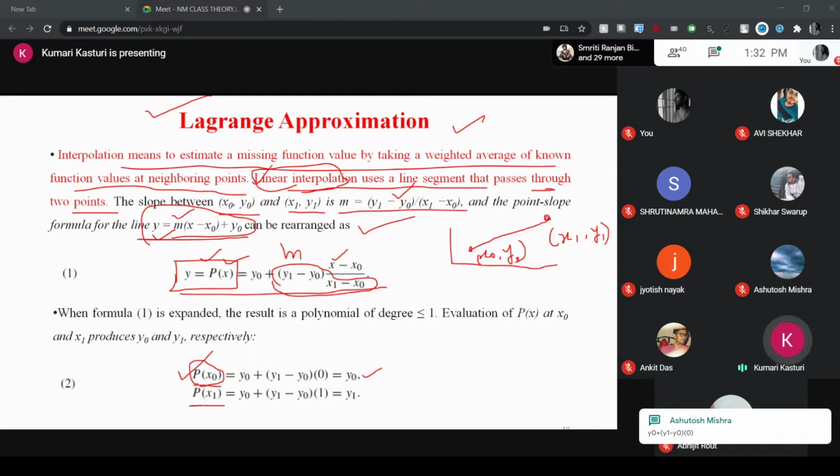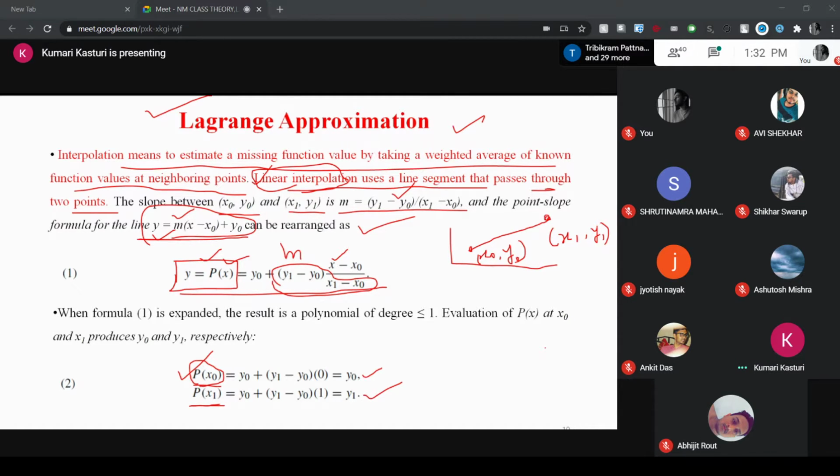Then you have to find out p of x1. That means at the place of x, you have to replace x1. Then it will come y1. Am I right? Is that okay? Up to this one, all of you clear? Yes, yes, ma'am. Clear. Okay.